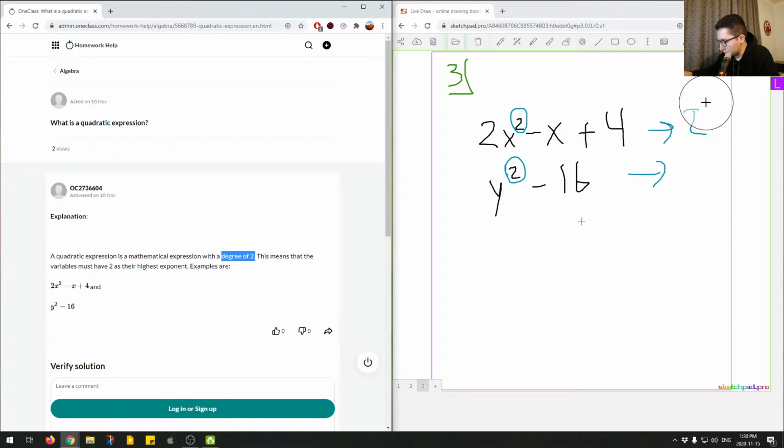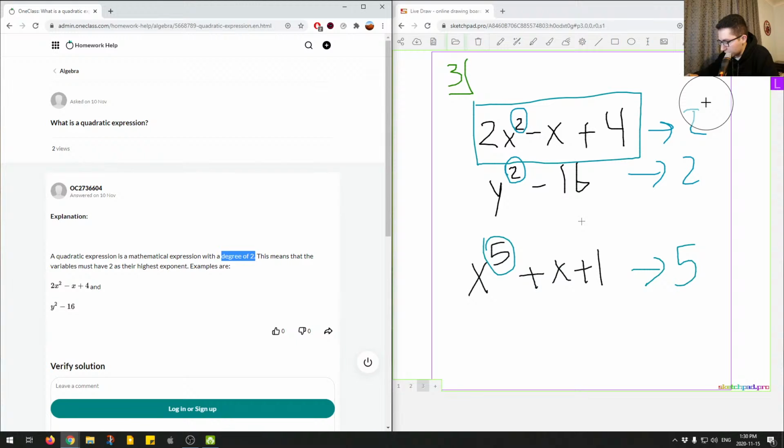This is degree 2. Let's say I wanted an expression with degree 5. All that would be is x to the power of 5 plus something else, so let's say x plus 1. So this will be degree 5 because that exponent is 5. So for a quadratic expression, however, we're really looking at something raised to degree 2, which is the examples given.